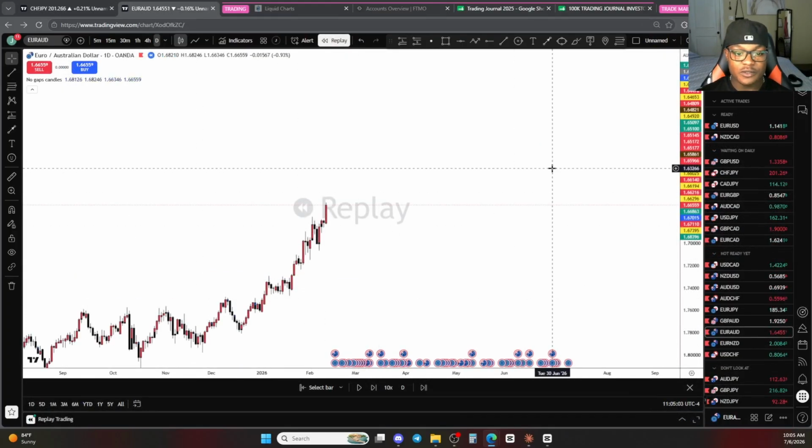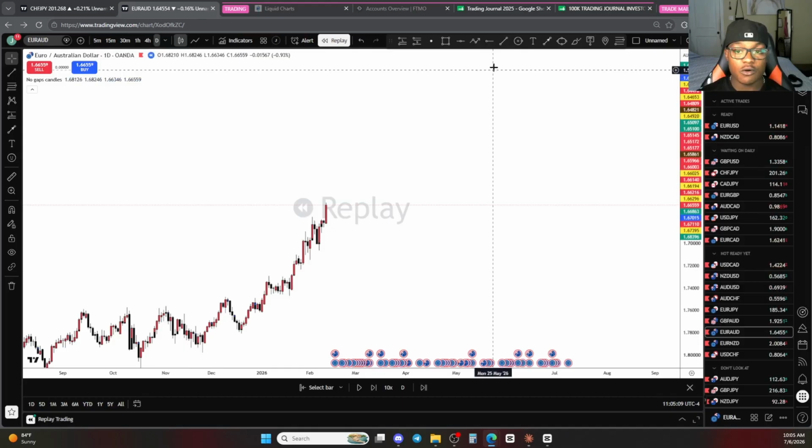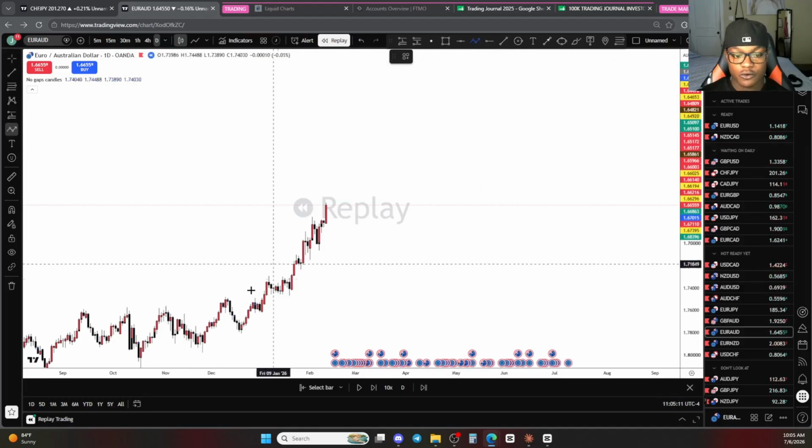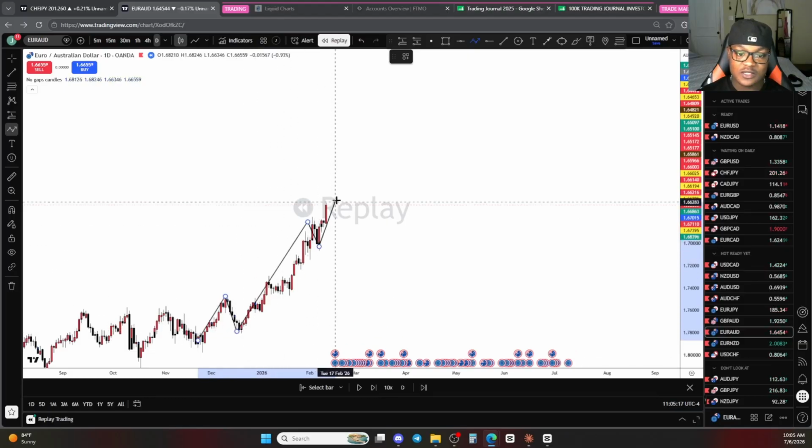So right here you can see on Euro AUD, I'm starting on the daily time frame. You always start on the daily because the daily will give you the overall direction of the market. So on the daily time frame, I see that price was in this bullish trend. We then had this continuation breakout that happened around here.